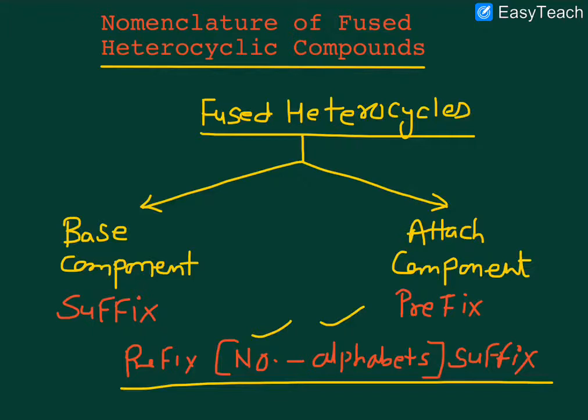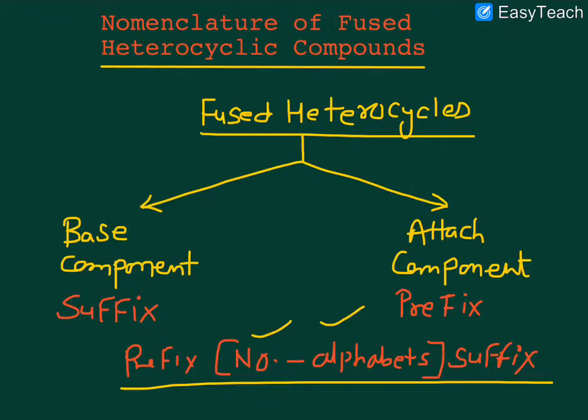Let us learn about the fused heterocyclics with simple examples. But first of all, we will also talk about the attached component. The atoms of the attached component are numbered in the normal way, observing the principle of the lowest possible number. The numbering is decided according to the priority of the substituents, the priority of the heteroatoms, and the priority of the hydrogenated atoms. Now we will talk about an example.